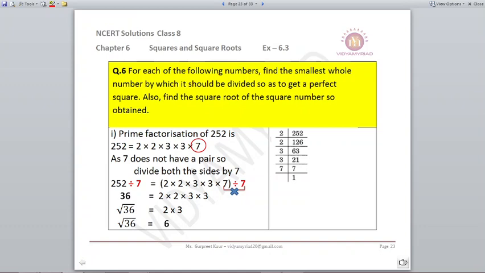So let us find out which is the missing pair here. 252 has 2 pair, 3 pair, but 7 is alone. That means I need to divide both sides by 7. That means 252 divided by 7 gives me 36. On my right hand side, I will cut 7 because I have to divide by 7, 7 in the numerator, 7 in the denominator. I can cancel. So I am left with 2 into 2 into 3 into 3. So square root of 36, I need to take one number from each pair, 2 into 3, that is 6.